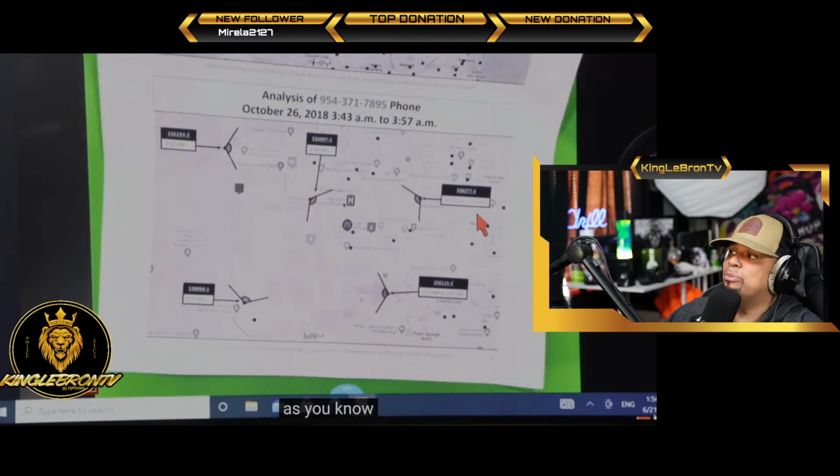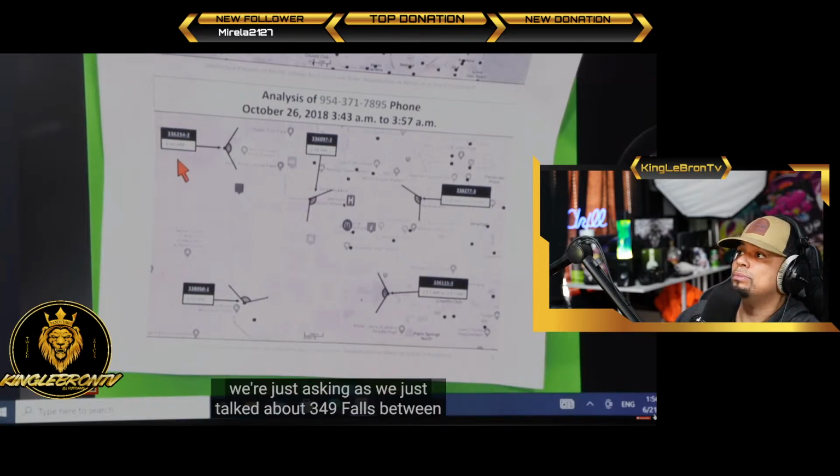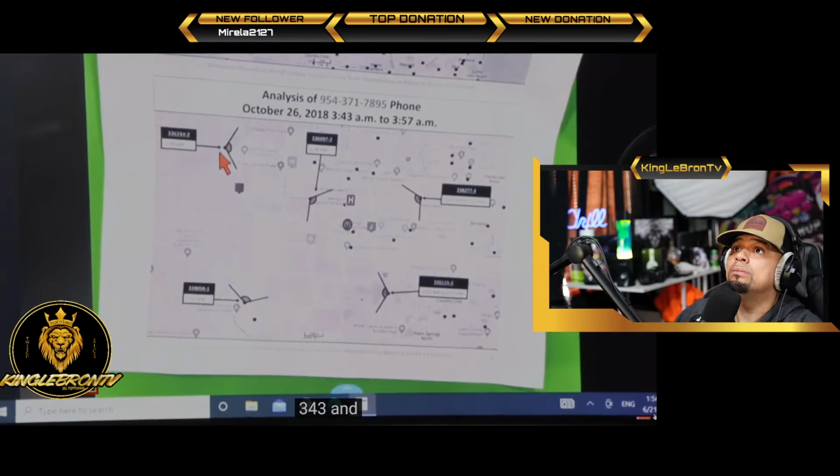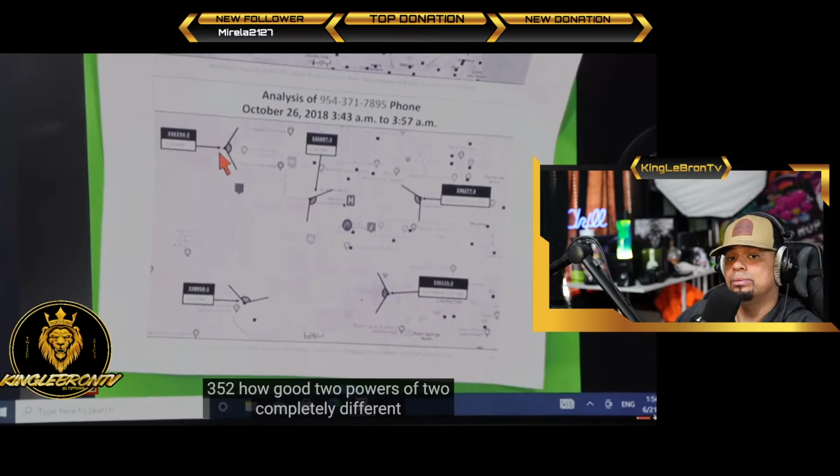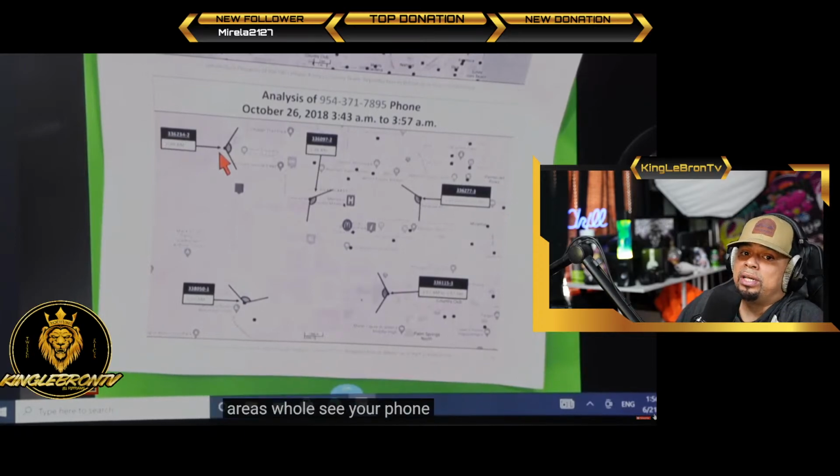I'm talking about, 349 falls between 343 and 352. How could two towers in two different areas both see the phone? Well, they both did see the phone at different times, because they registered that connection with the phone.